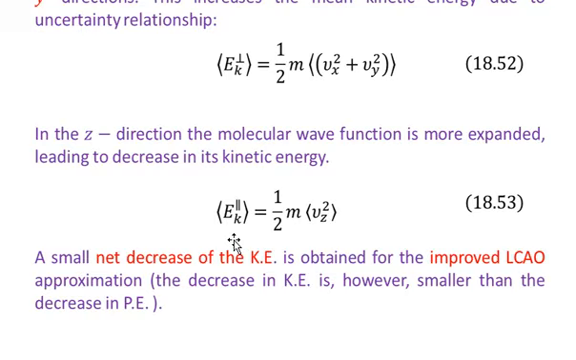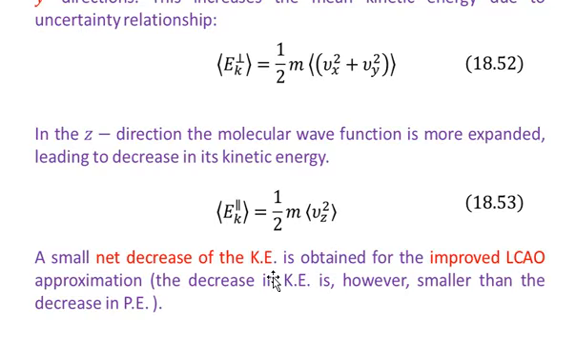And since we are here giving the kinetic energy expression for a direction parallel to the z axis, I have written the average value of kinetic energy in the parallel direction, that is along the z direction, is equal to half m times the average value of Vz square. And you know that here we are establishing that the kinetic energy along the z direction is decreased, whereas the kinetic energy along the x and y direction is increased.